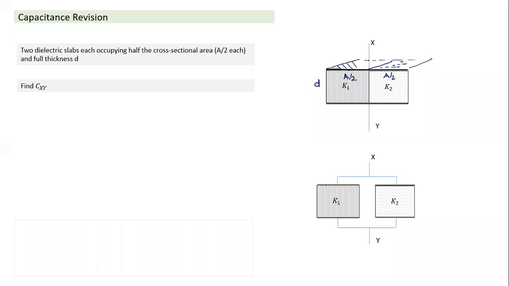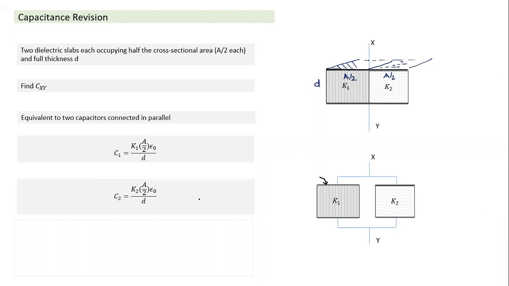And I can calculate the capacitance of this. C1 will be the capacitance in vacuum multiplied by K1 times, C2 is the capacitance in vacuum multiplied by K2 times, and then C1 plus C2. So very simple, connected in parallel. C1 will be equal to area A by 2, epsilon naught divided by d, into K1. Similarly, calculate C2 and add it up.